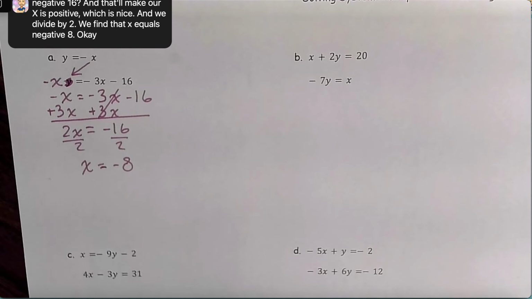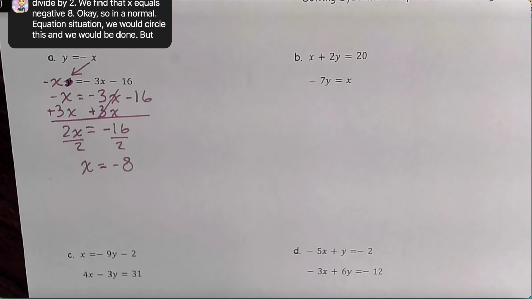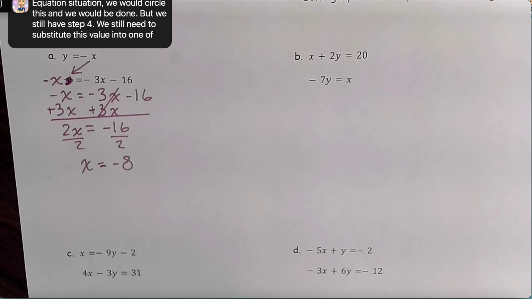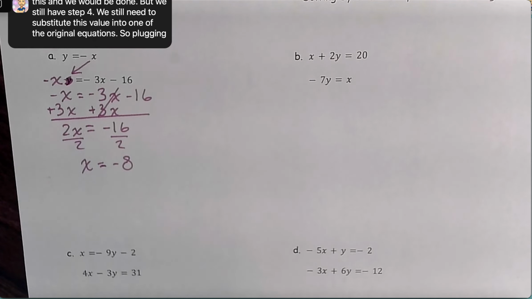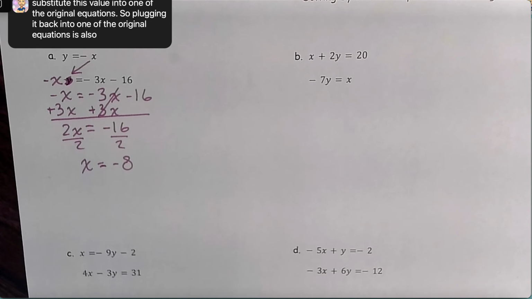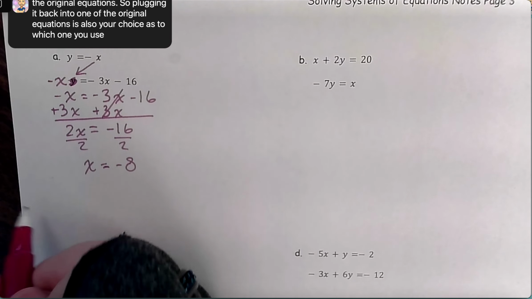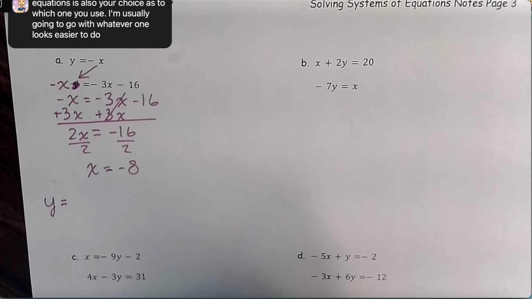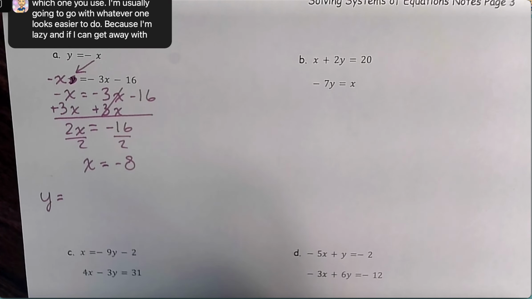Okay, so in a normal equation situation, we would circle this and we would be done. But we still have step 4. We still need to substitute this value into one of the original equations. So plugging it back into one of the original equations is also your choice as to which one you use. I'm usually going to go with whichever one looks easier to do, because I'm lazy, and if I can get away with doing less work, then awesome.